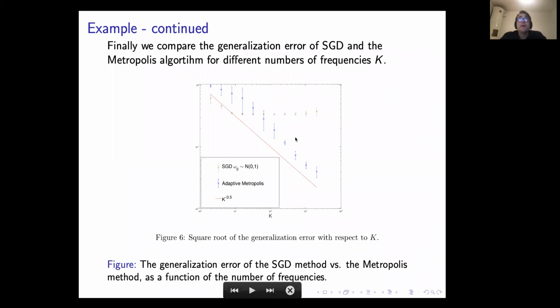And finally, looking at the convergence of the generalization error, we see that we are now achieving the desired convergence rate with respect to k, so with respect to the width of the neural network.